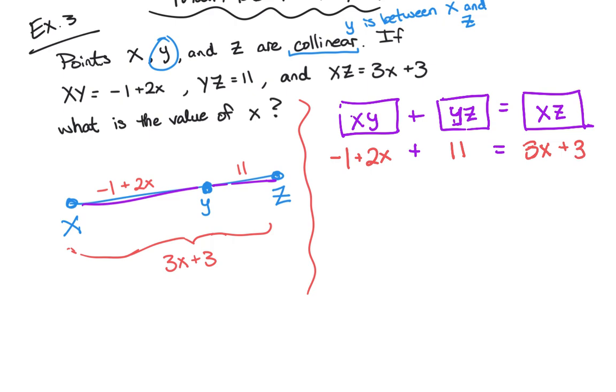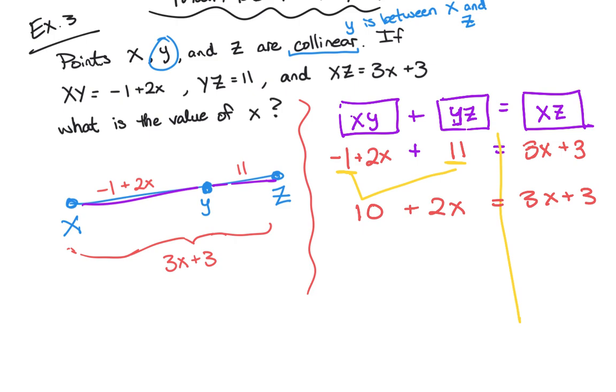Let's do a little bit of algebra. Again, I got some like terms, these constants over here. Because they're on the same side of the equal sign, I've got to combine them. So -1 combined with 11 makes 10, plus 2x equals 3x plus 3.